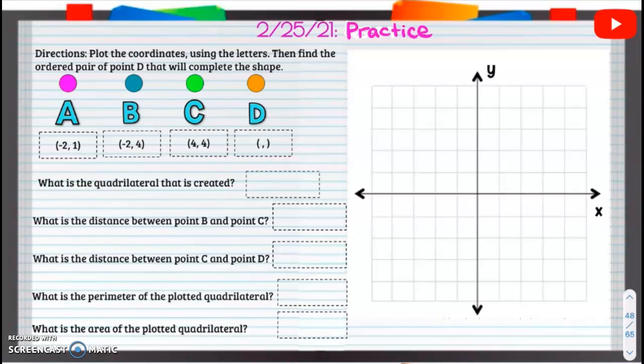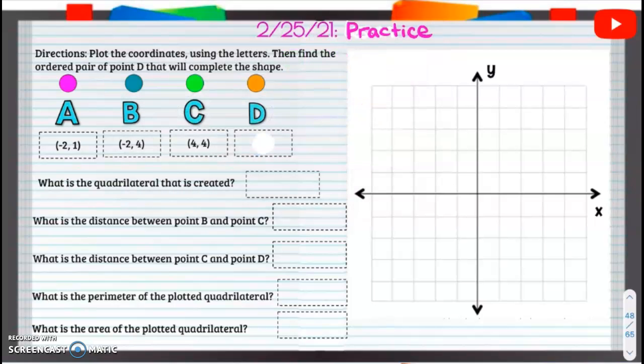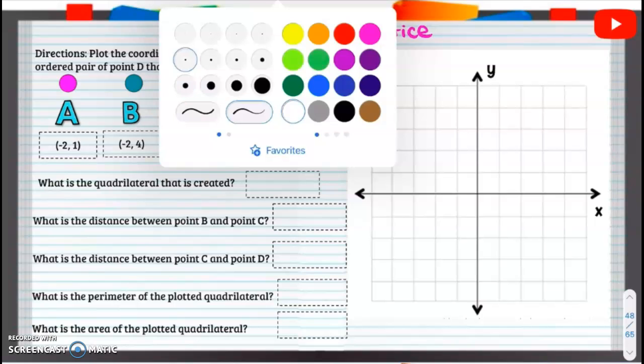All right, our practice. So we're going to plot the coordinates using the letters. Then we're going to actually find that coordinate of the ordered pair of point D that will complete the shape. So we'll see how we graph A, B, and C, and then we'll figure out what this coordinate is. I'm actually going to blank this out. Okay, perfect. All right, now let's see.